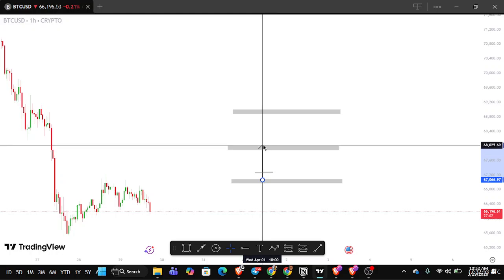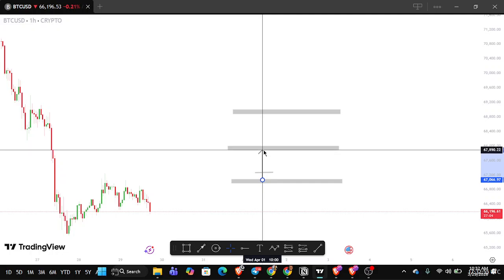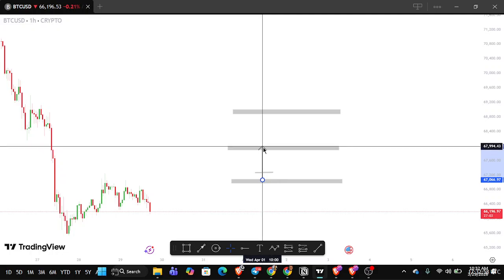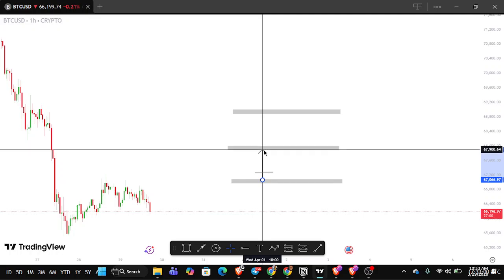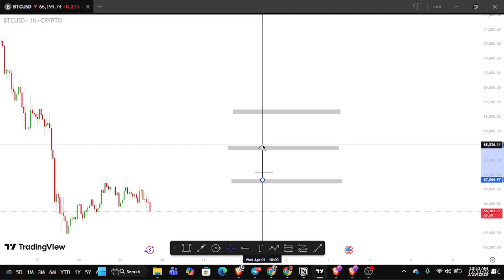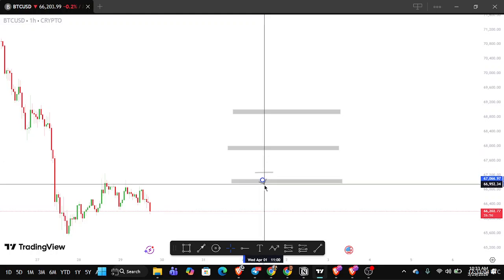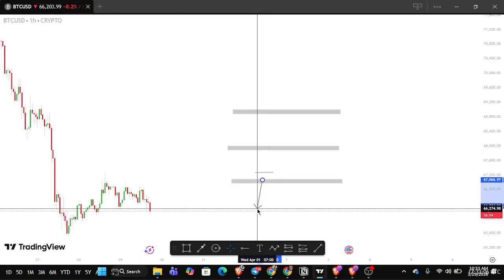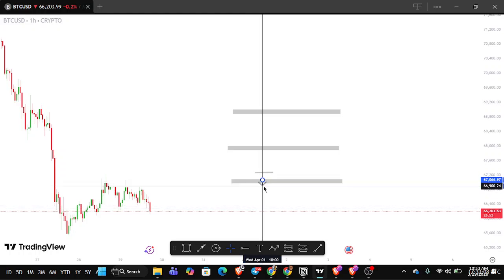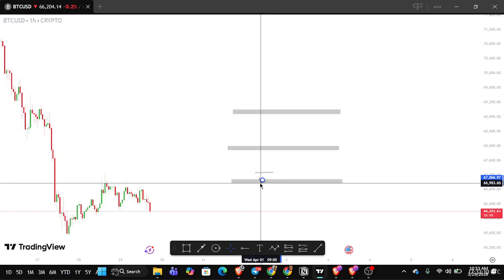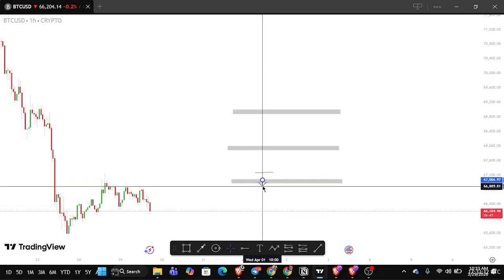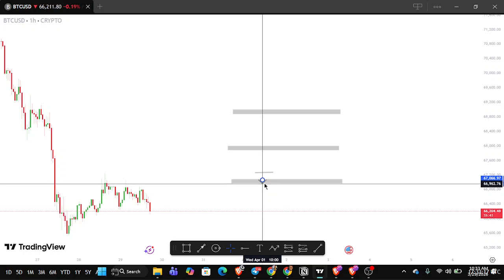Because this roof stops you from going any higher, this roof becomes your resistance, because it's preventing you from going higher. Meanwhile, the floor is stopping you from dropping lower, right? So the floor is your support because it's stopping you from going lower. It's like it's supporting where you are standing. It's not letting you fall, right?